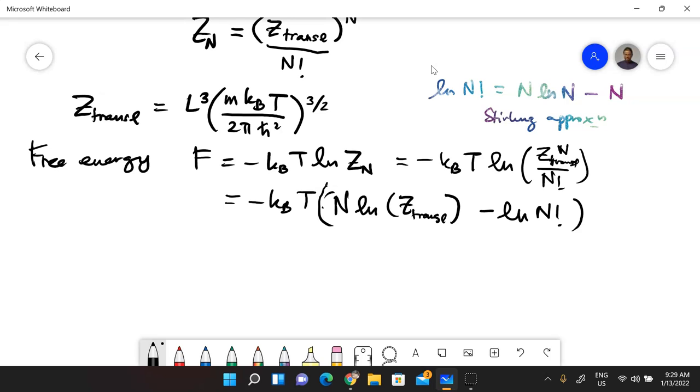So now plugging in the Stirling approximation, then we have minus n kBT log of z translational here, and then you have n log n here. So n is already a common factor here. Okay, that's already been taken out. So that gives you minus log n, and that should be a plus.